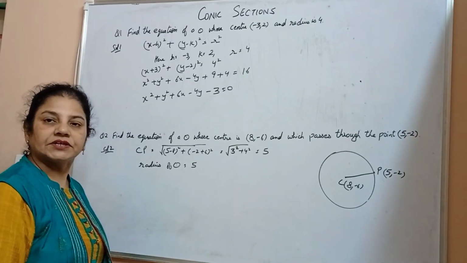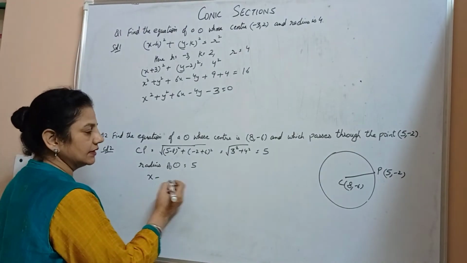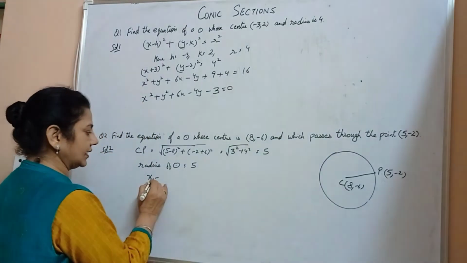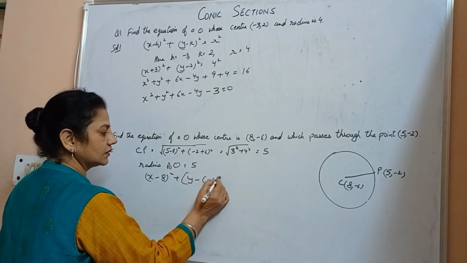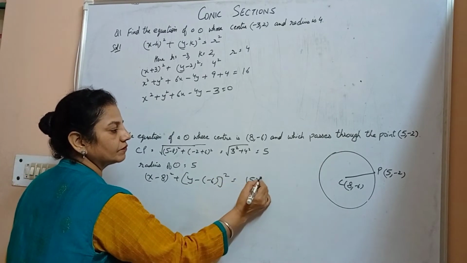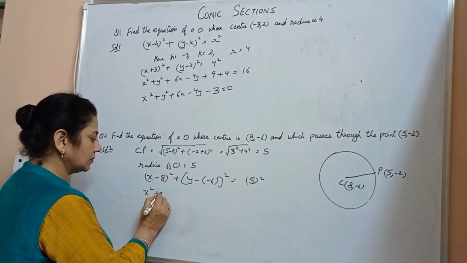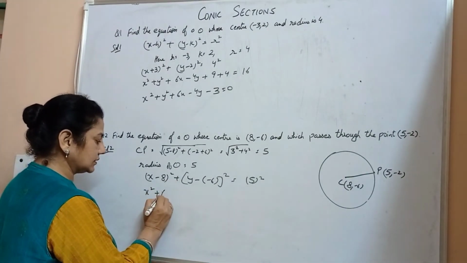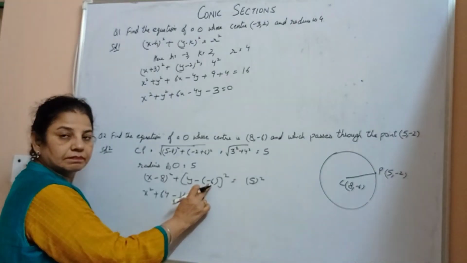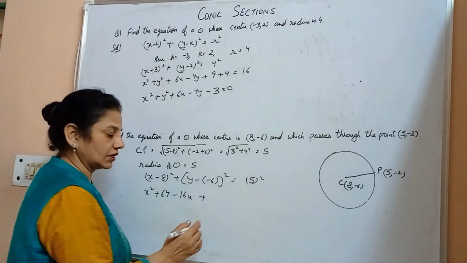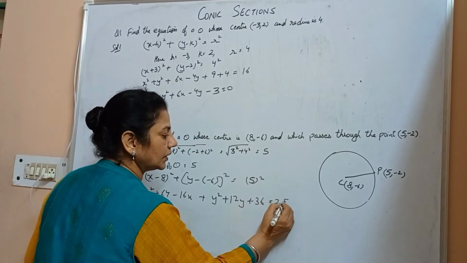Now again, by central form of the equation of a circle, we get (x minus center), center is given as (8, -6). So (x minus 8) whole square plus (y minus (-6)) whole square is equal to the radius square, 5 square. On solving, x square plus 64 minus 16x, and minus minus is plus 6, so we get (y plus 6) whole square. That means y square plus 12y plus 36 is equal to 25.